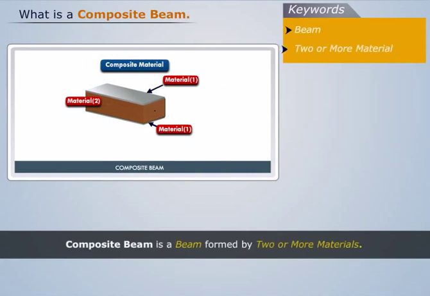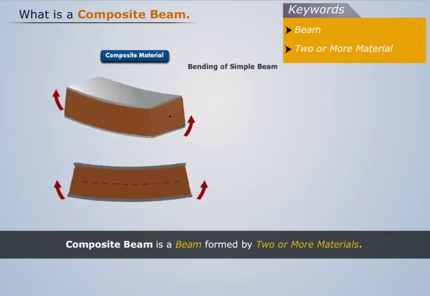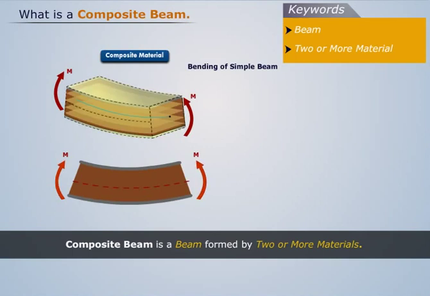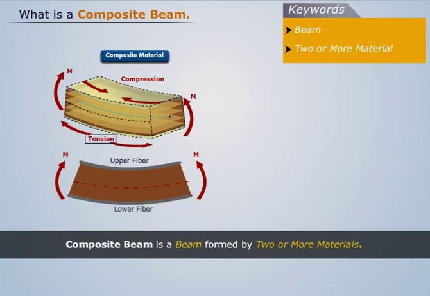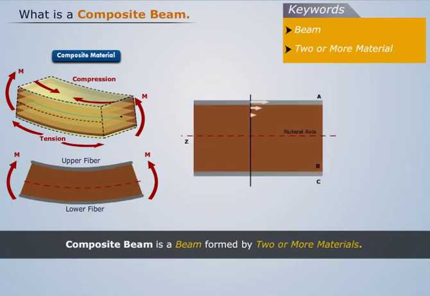Thus, composite beam is a beam formed by two or more materials. Now, if we apply bending moment on this composite beam, we see that the beam bends, due to which its upper fibers experience compression, while its lower fibers experience tension. Thus, compressive and tensile stresses develop on its upper and lower fibers respectively.